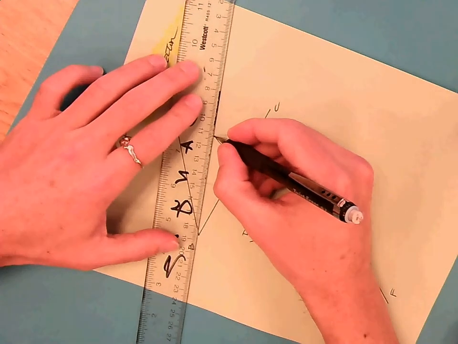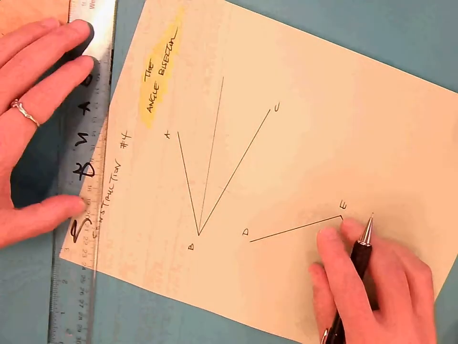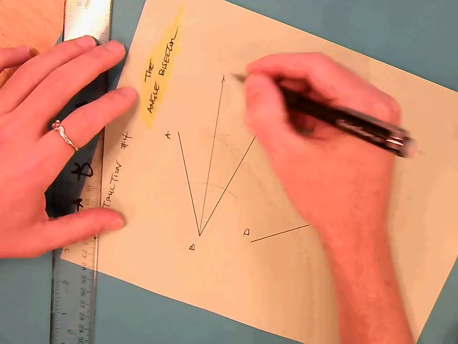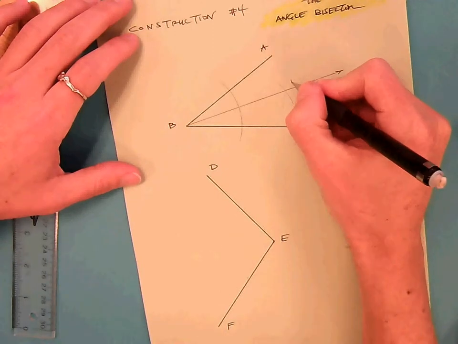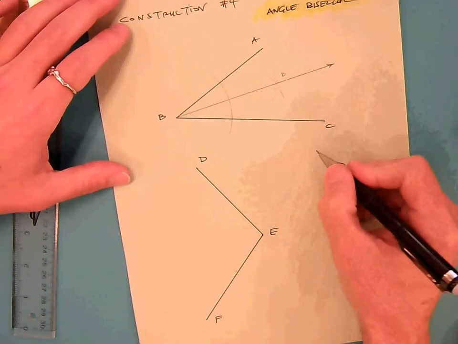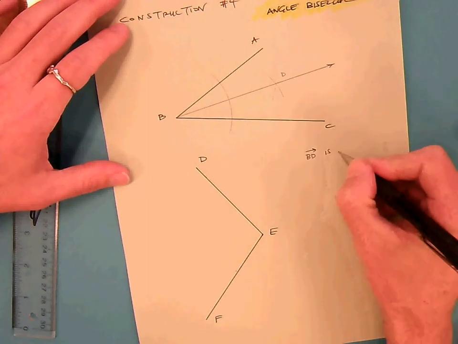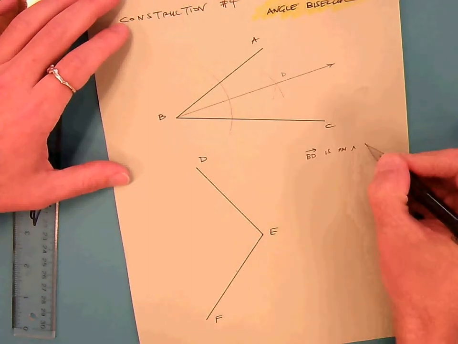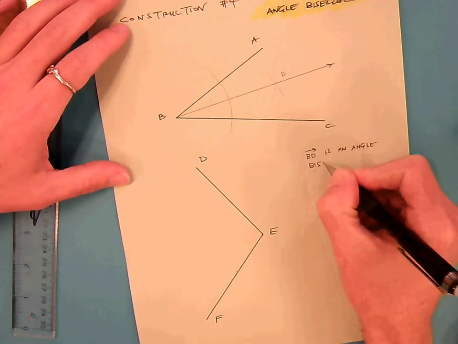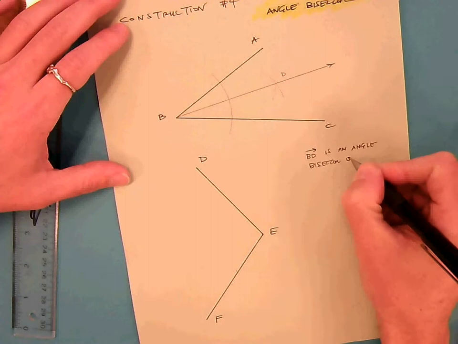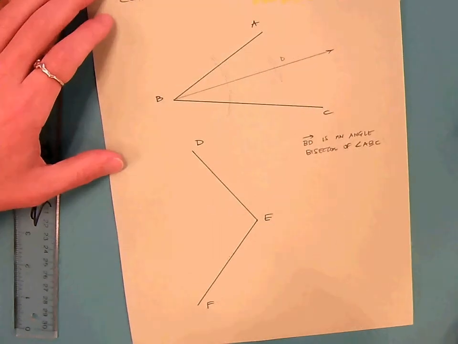Line up that intersection with your vertex and very carefully draw that. Very nice. I'll put an arrowhead on it, making a nice little ray. We'll label this as point D, which now shows us that ray BD is an angle bisector of angle ABC.